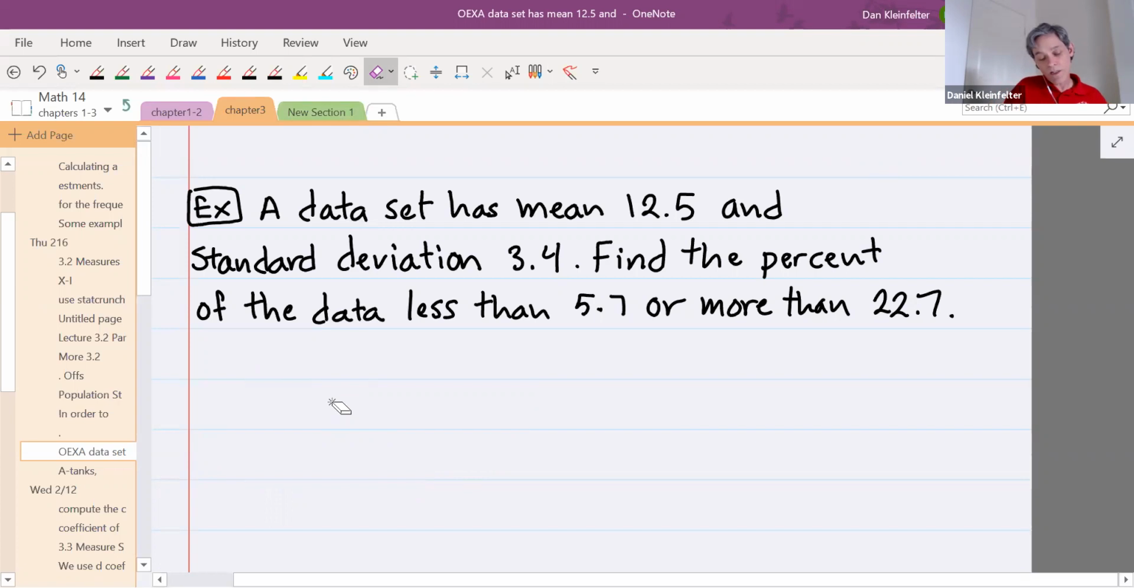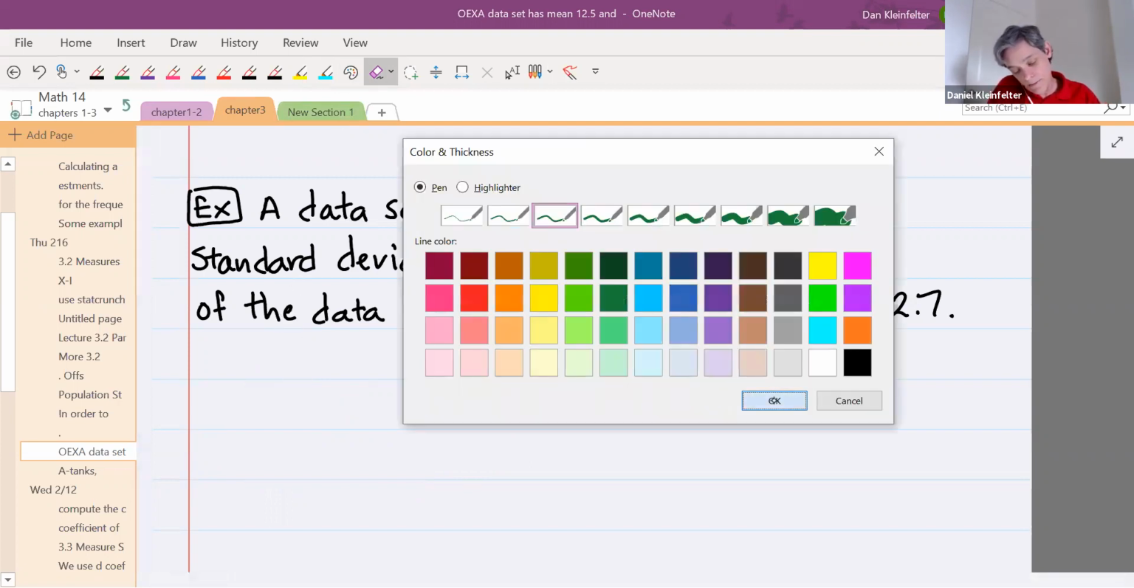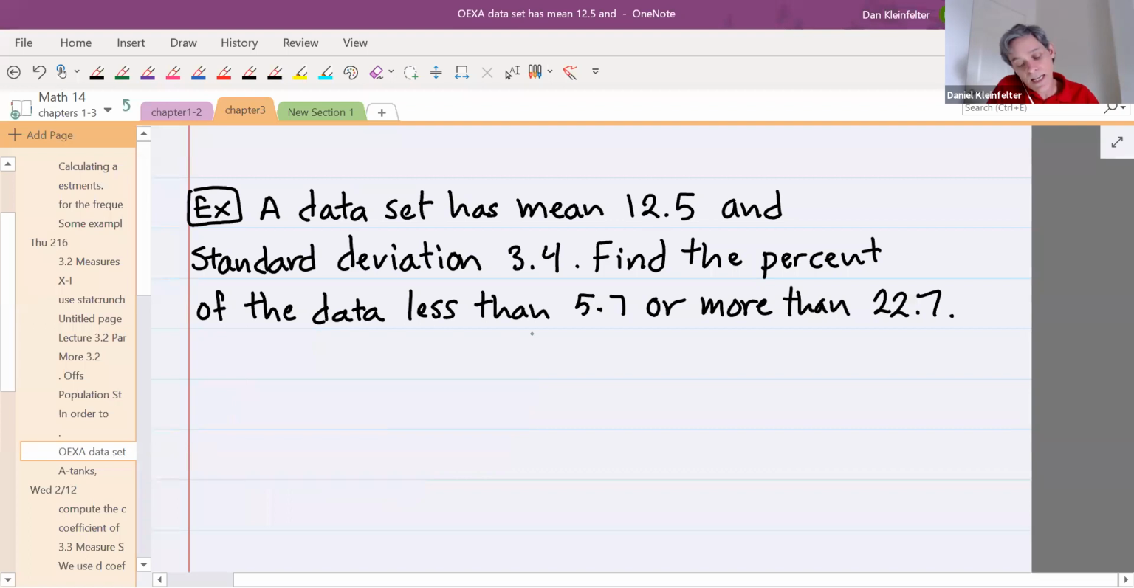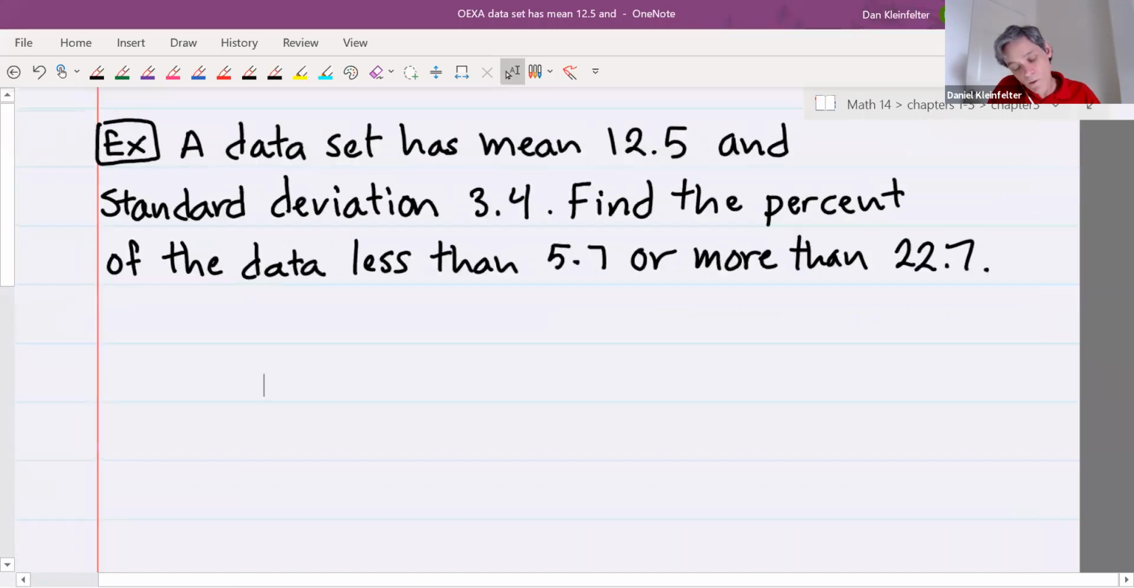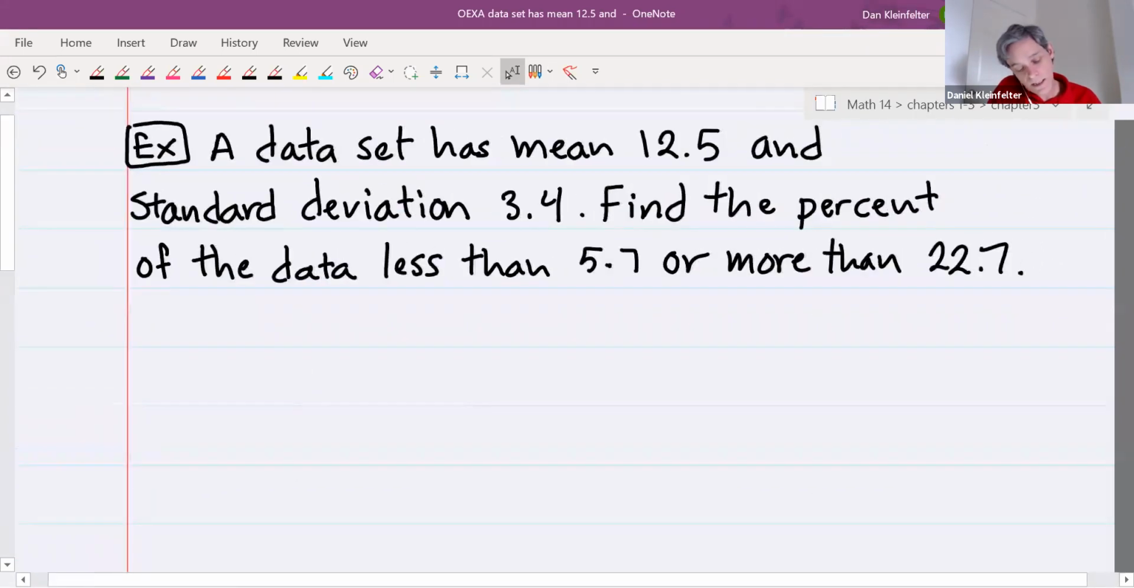So the story for this one is that a data set has a mean of 12.5 and a standard deviation of 3.4. And then based on this, we want to find the percentage of data that is less than 5.7 or more than 22.7. So as before, where we'll want to start is with a little sketch. So let's draw our distribution and then try to label it.